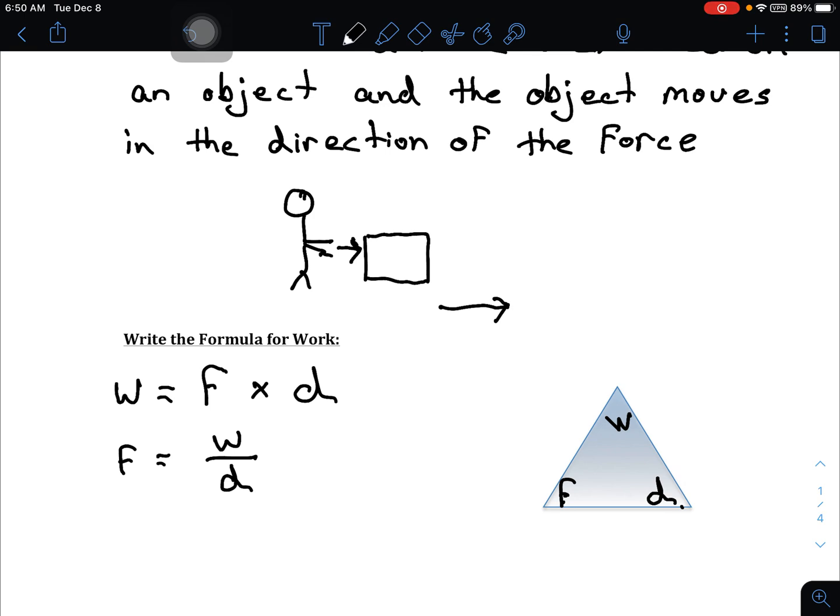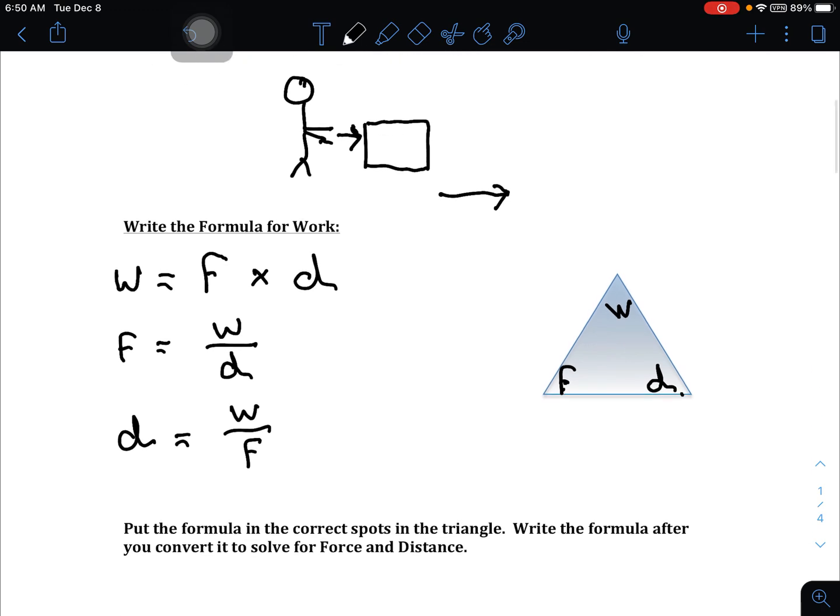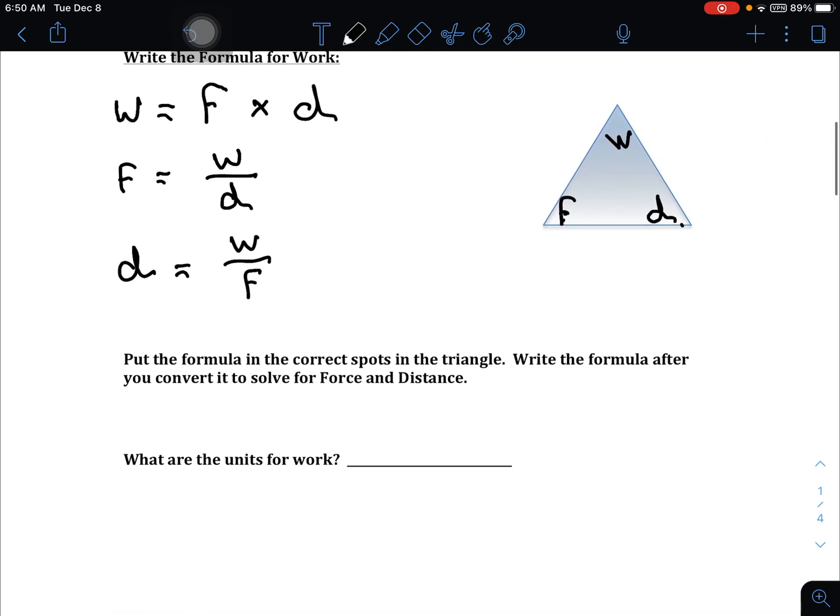Okay, how about if I want to solve for distance? Well, I cover the D for distance up with my finger, and I look, and work is over force. So there are my three variations of that formula that we could possibly use. And when we do problems a little bit later, those will be useful.